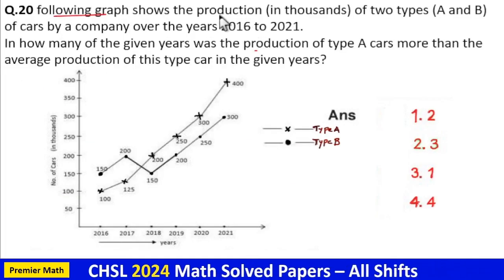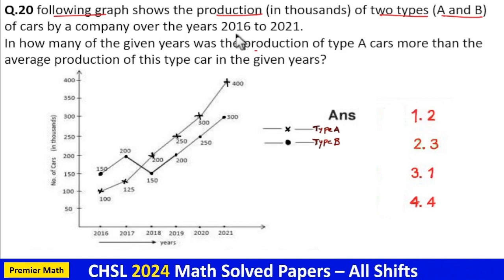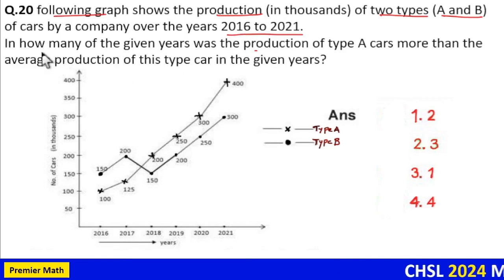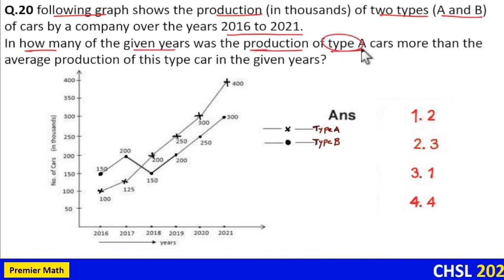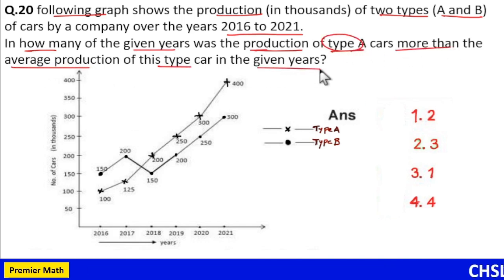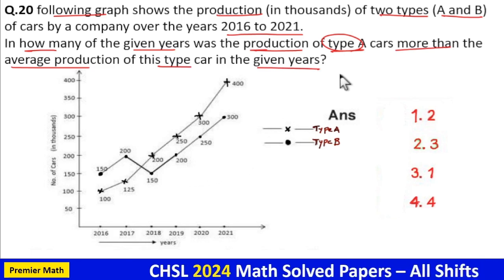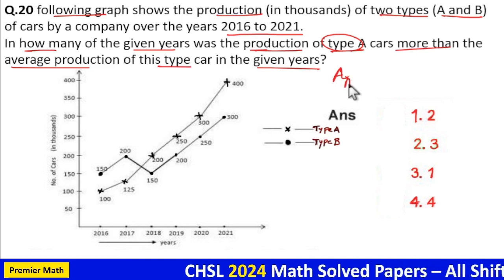The following graph shows production of two types of cars A and B by a company over the years 2016 to 21. In how many of the given years was the production of type A cars more than the average production of this type of car in the given years? That is, here we need the average of type A cars.